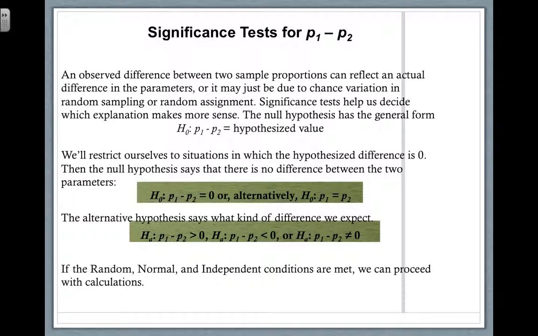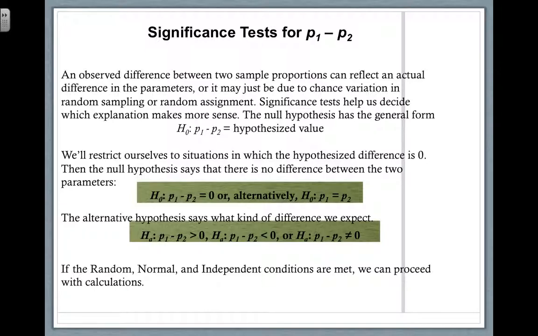The null hypothesis has the general form that the difference between them is going to equal a hypothesized value. We'll restrict ourselves to situations in which the hypothesized difference is zero. So that's in other words saying that there is no difference between the two proportions.